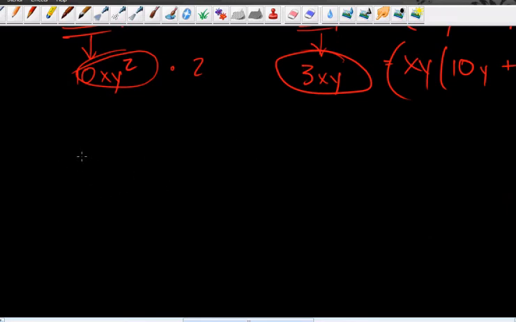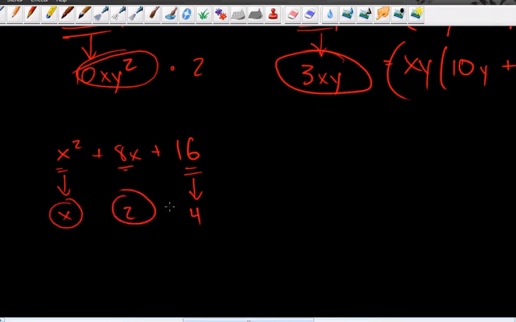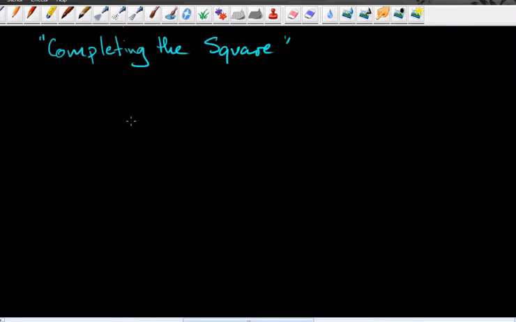Generally, for the purpose of being able to complete the square, you need to recognize when an expression like x squared plus 8x plus 16 can be factored because the first and the last terms are perfect squares. This is the square of x, this is the square of 4, and the middle term is 2 times x times 4. So we can factor this to x plus 4 squared.